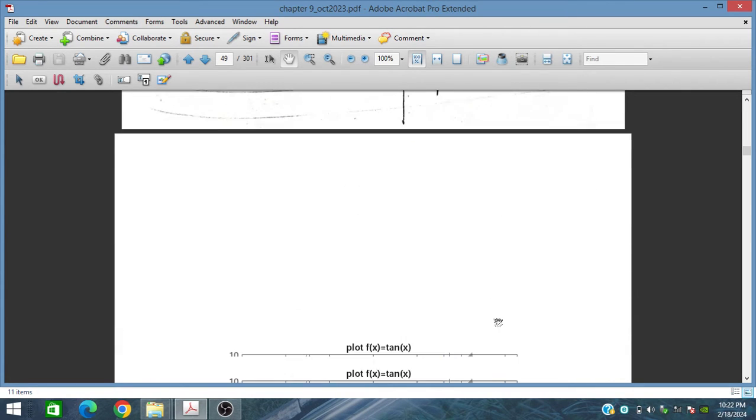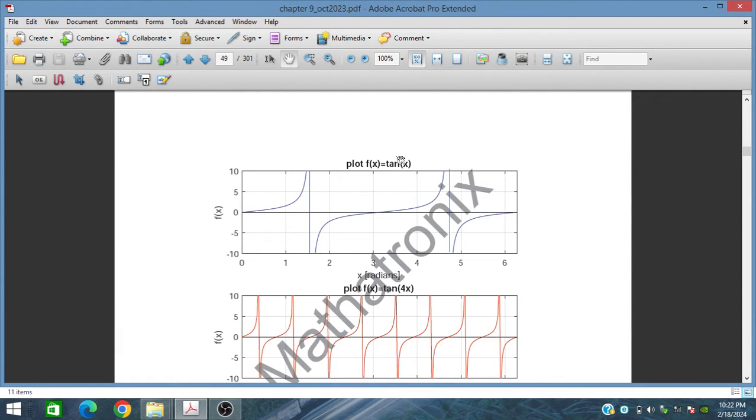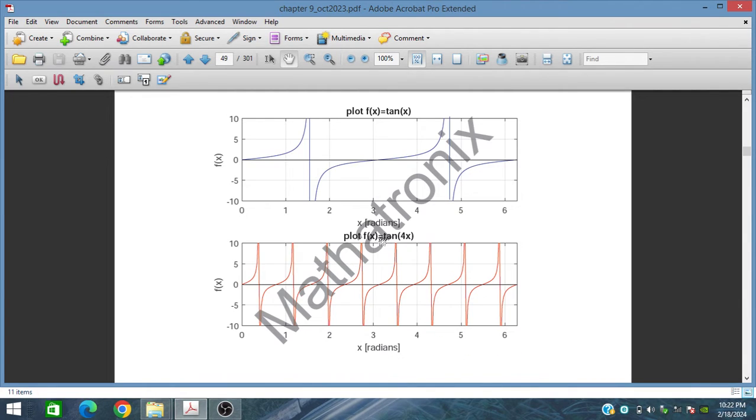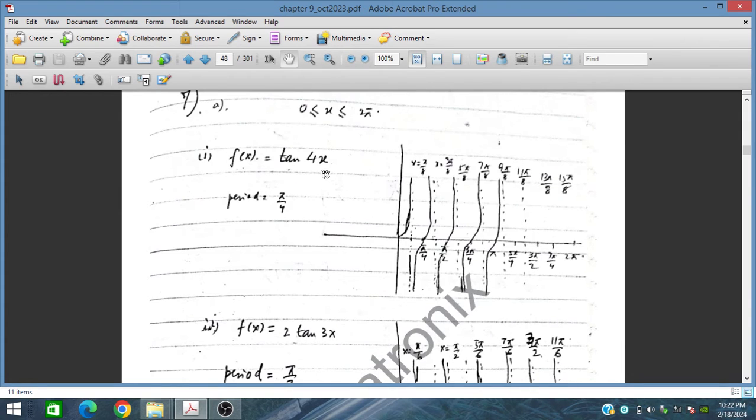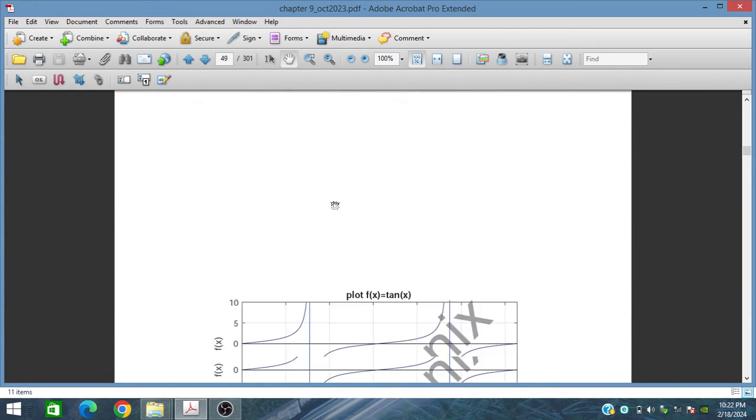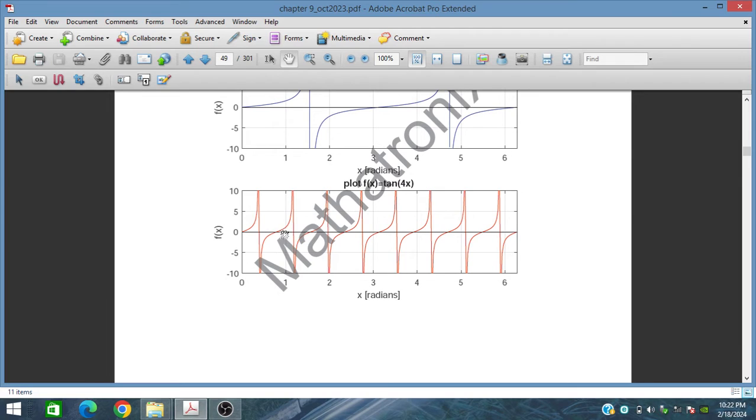So this is simple plotting, simple tan x, and this is tan 4x. So we can see tan 4x has a period at this value. At this value, the period is complete. From here to here, one positive value and one negative one. So at this point, one period is completed, which is less than this one. So this is pi by 4.